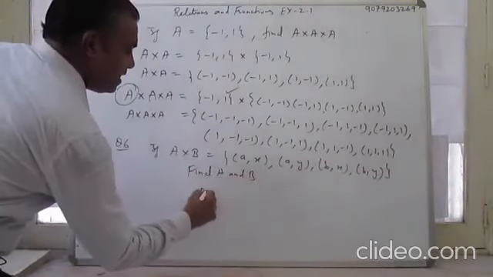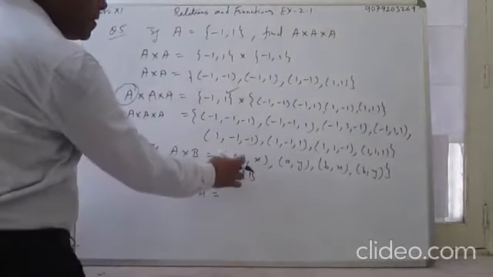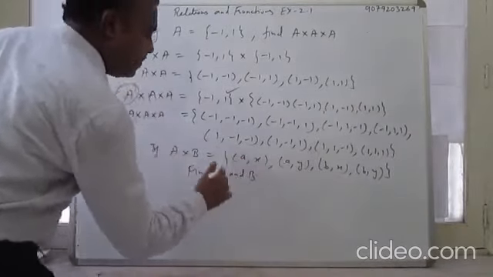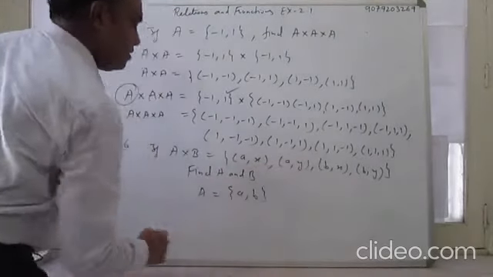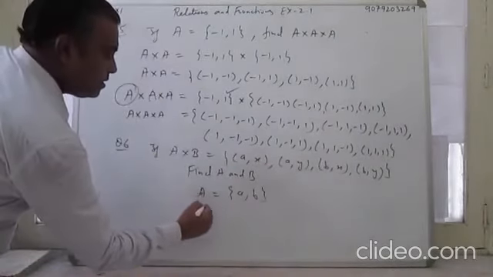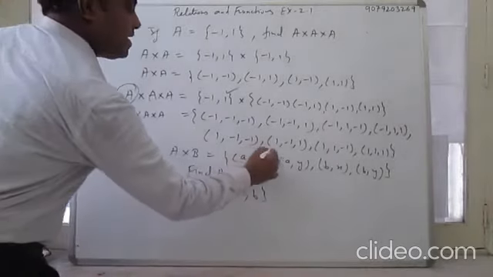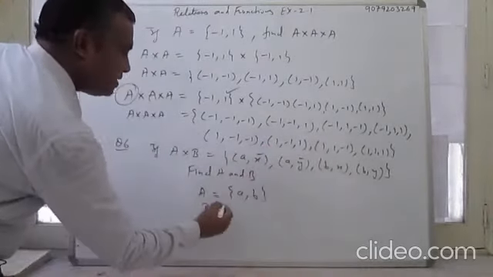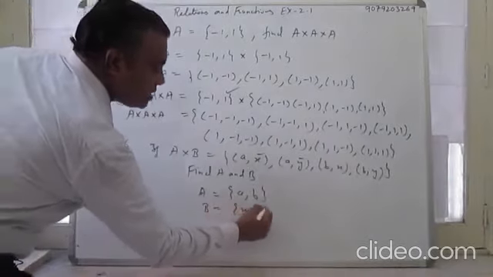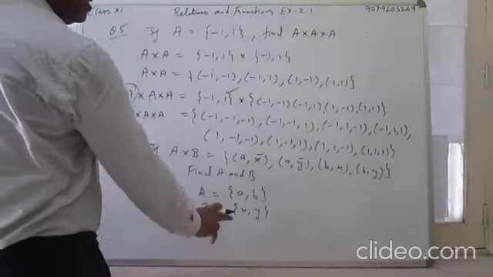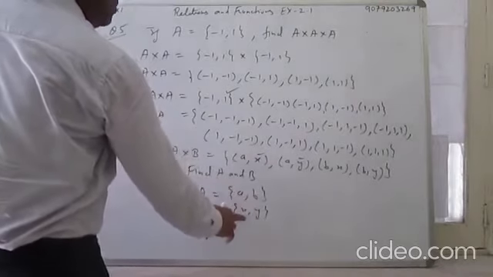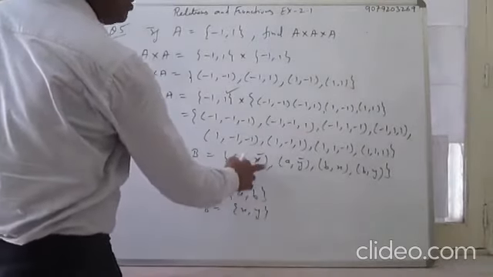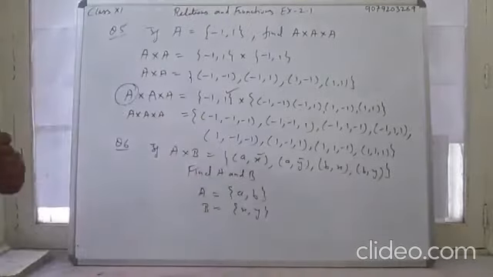Set A: what is set A? It is the first element of the ordered pairs. So what are the first elements of the ordered pairs? A and B. Now what is B? The second element of the ordered pairs. It is X, Y. This is A and B. There are 2 elements in A and 2 elements in B, 2 into 2 is 4, so there are 4 ordered pairs.